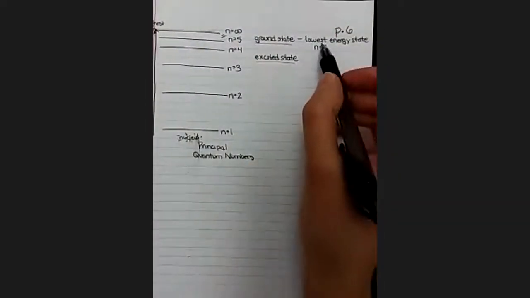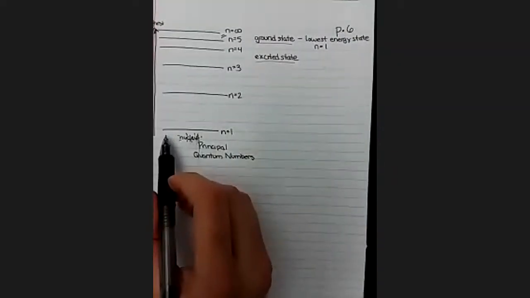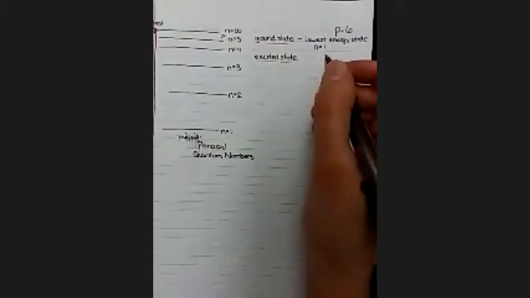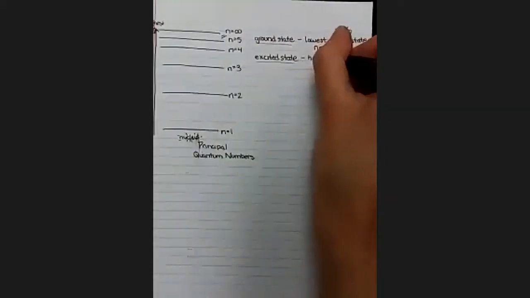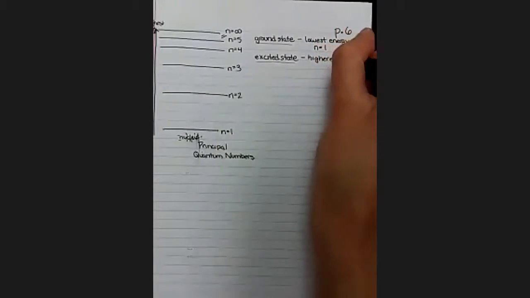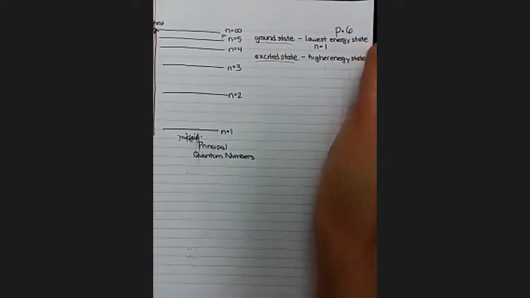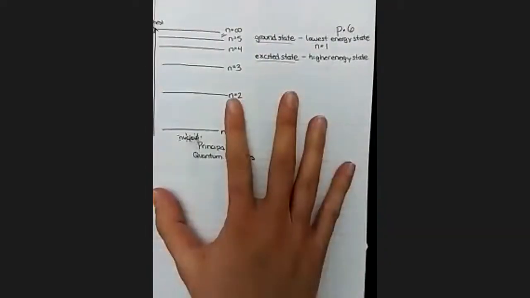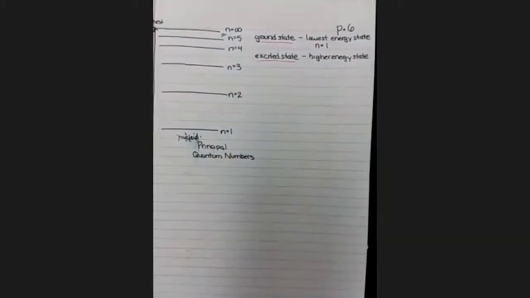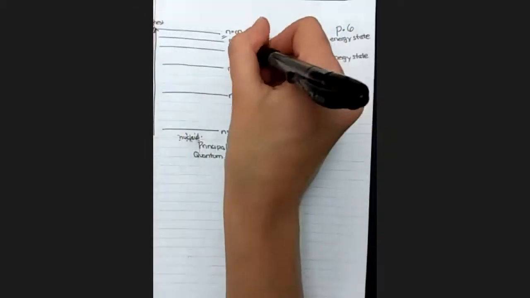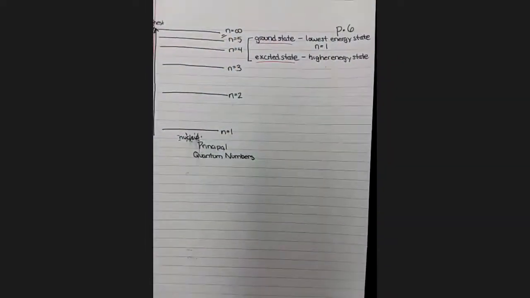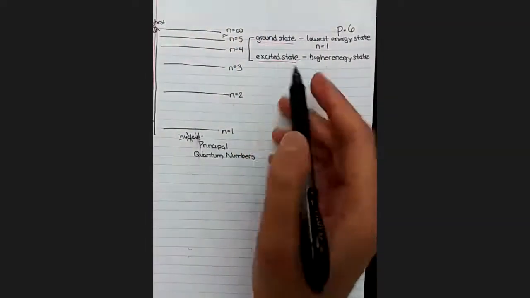And remember, when we say lowest energy, we mean the most negative energy state, since these energy values are going to be negative. When we're talking about an excited state, we're talking about any energy state higher than the ground state. So you could be talking about n equals 2, or n equals 10, or n equals 500. Anything that's higher than n equals 1 is going to be considered an excited state. Okay, so these are the names for the different states.